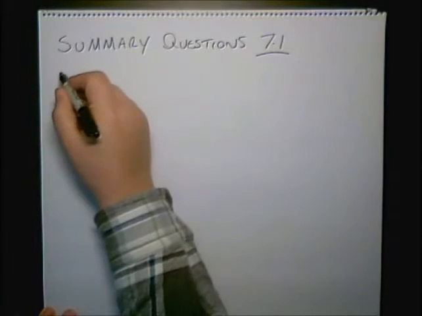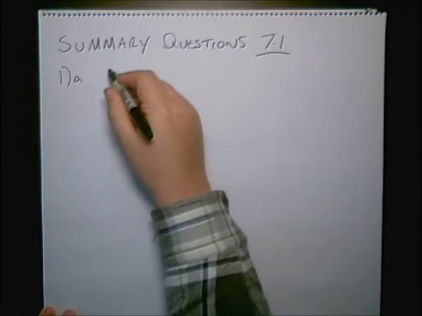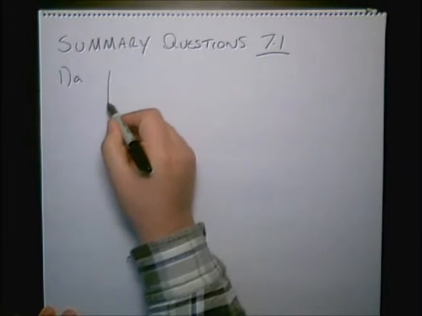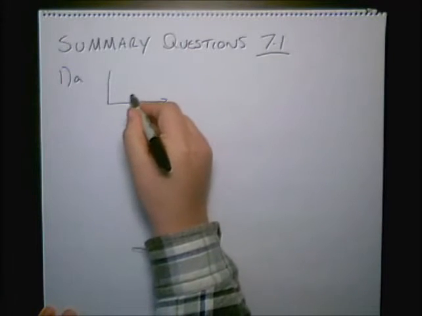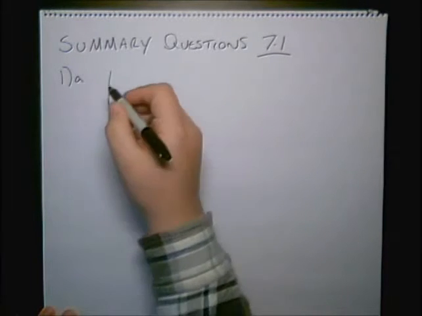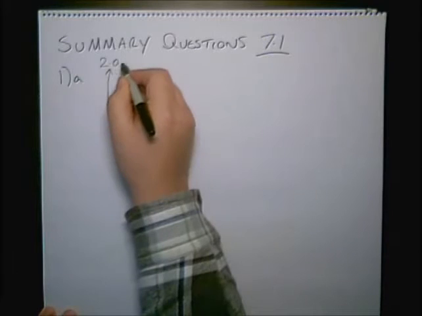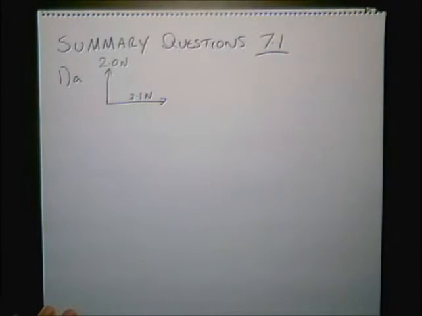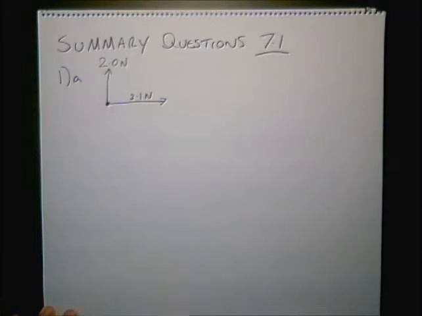So question 1, A, we have forces at right angles to each other. This one of 3.1 newtons and this one of 2.0 newtons. This is the object here that is being acted on, and they're stated they're at right angles to each other.